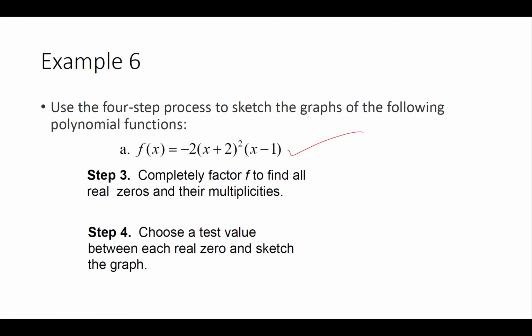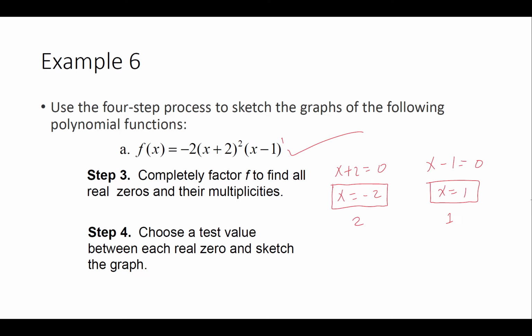Now we need to completely factor the polynomial if it's not already factored, but this polynomial is already factored, so finding the real zeros is easy. Just equate each of these factors to 0 and solve for x. So x equals -2, x equals +1. So these are the zeros of this polynomial function, which are also called x-intercepts. And look at the exponent of these factors. This is 2, so the multiplicity of this zero is 2. And this is power 1, so the multiplicity of this zero is 1. Meaning the graph is going to touch at this point and the graph is going to cross at this point.